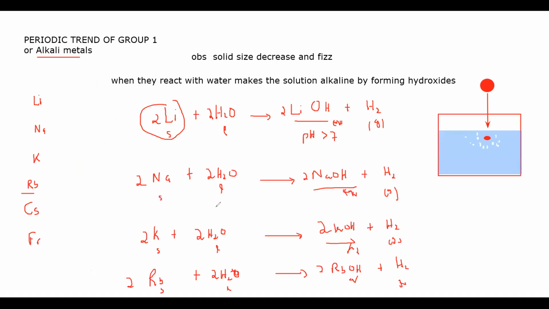So the reactivity of group 1: as we go down the group, what we observe is that the reactivity increases. They become more reactive. What is the reason why the reactivity increases as we go down the group? We have the elements lithium, sodium, potassium, rubidium, cesium, and francium.